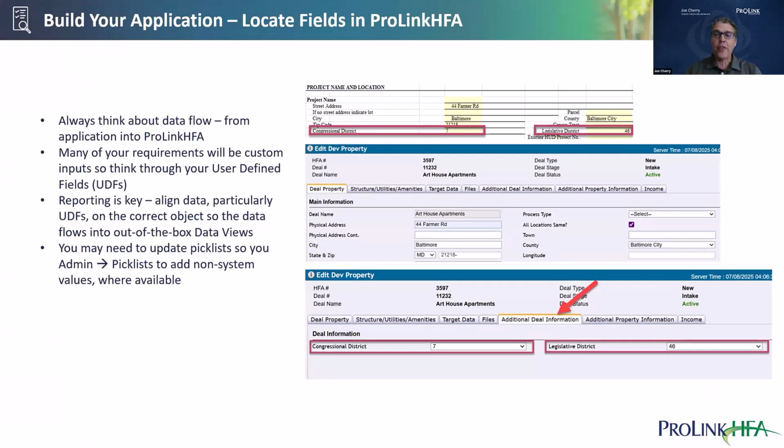So you want to think about data flow. Once you have the requirements laid out, you want to think about how that data from the spreadsheet, from your application, is going to get into ProLink and in what logical form. So many of your requirements will be existing fields, but you may have several user-defined fields. We call those UDFs. As an example, with my latest implementation client, we have over 1,500 user-defined fields that we put in the system for them. Over 500 were driven strictly from their application.